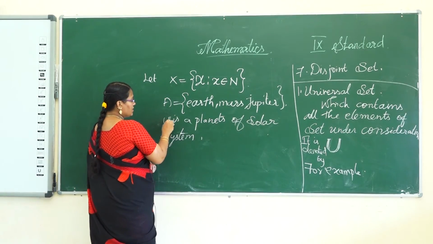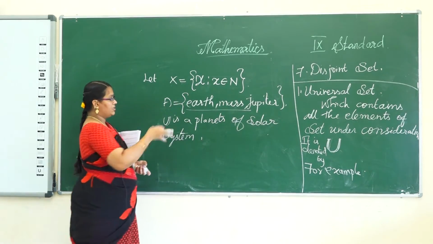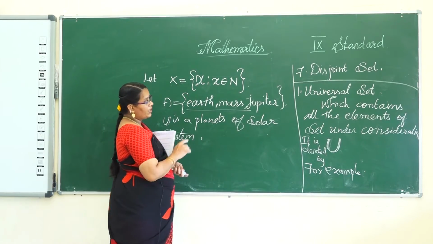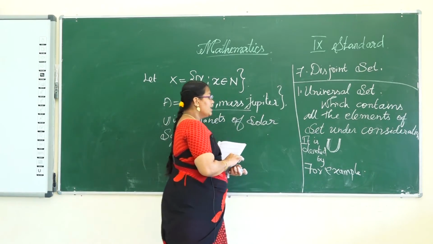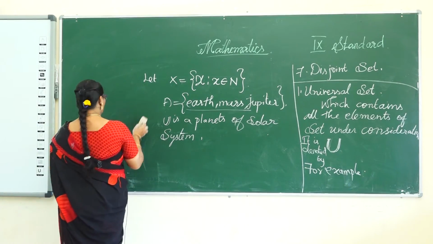U means universal set. All of these are in what? The planets in the solar system. So the universal set is the solar system. Okay, I hope you all understand the concept of universal set. The next one, complement of sets.